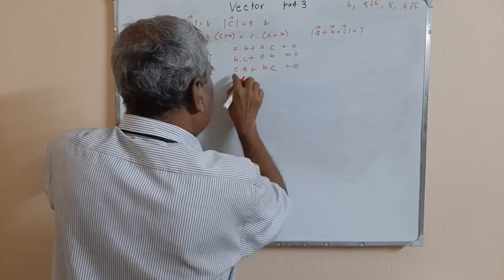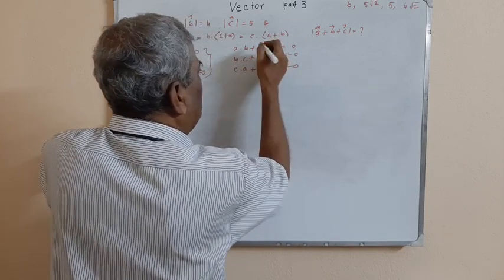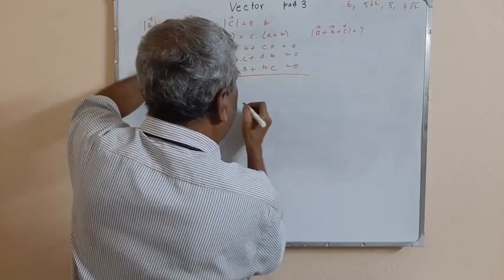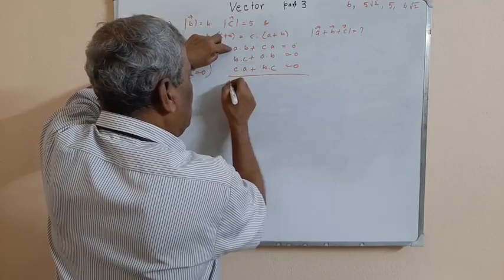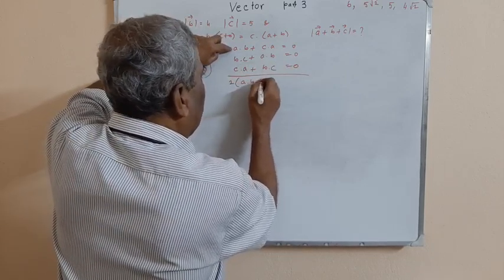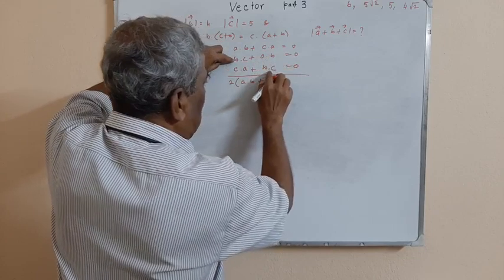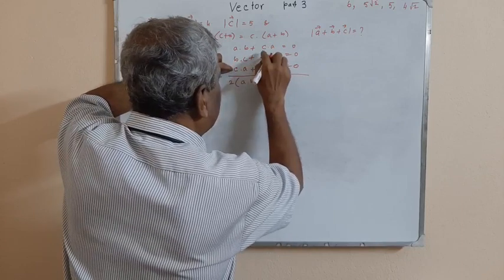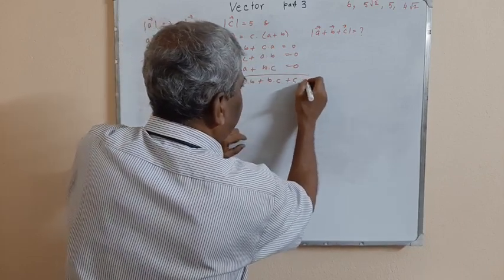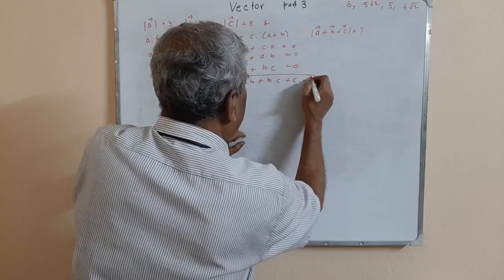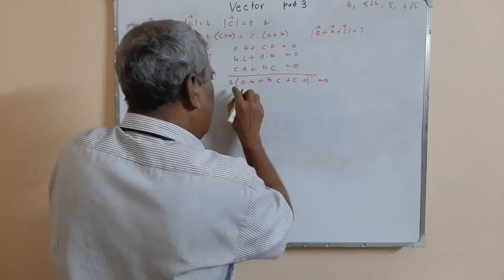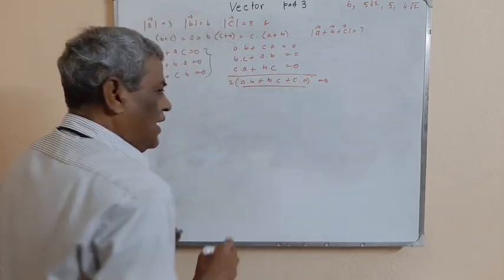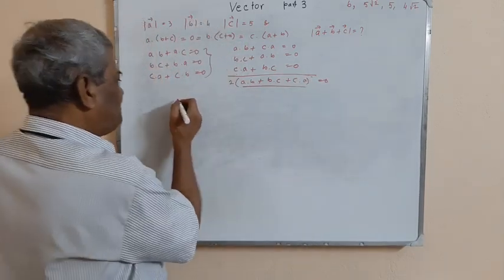A dot C and C dot A are equal, let it be C dot A. Now adding all these three, we get 2 A dot B plus 2 B dot C plus 2 C dot A, which together is 0. That is, A dot B plus B dot C plus C dot A is equal to 0.